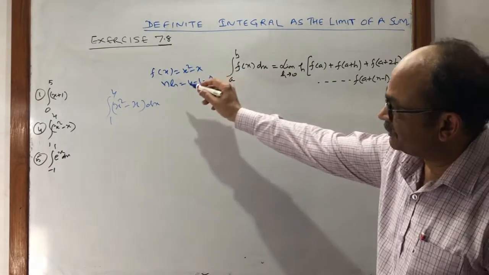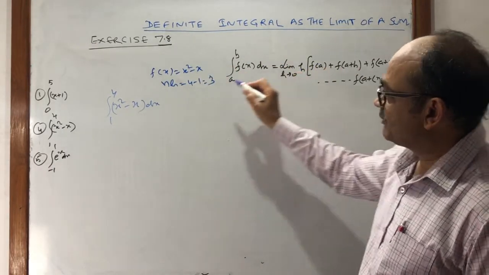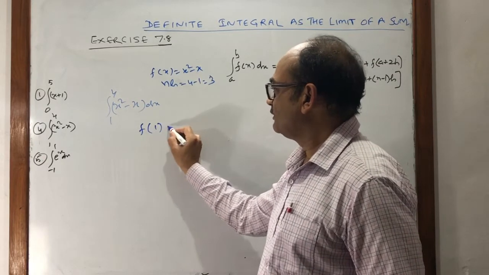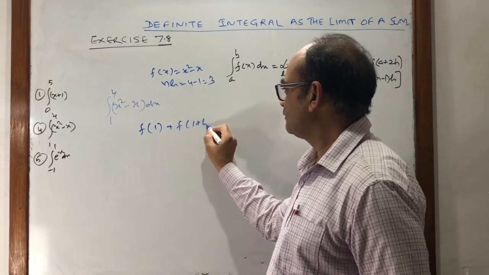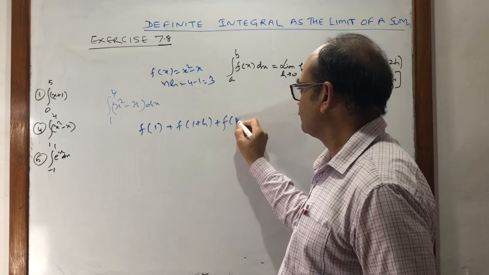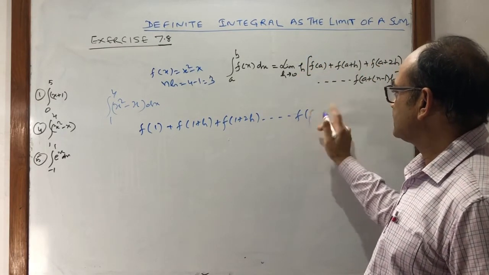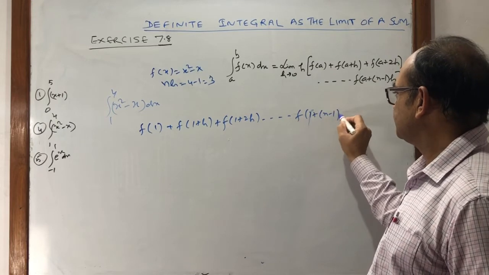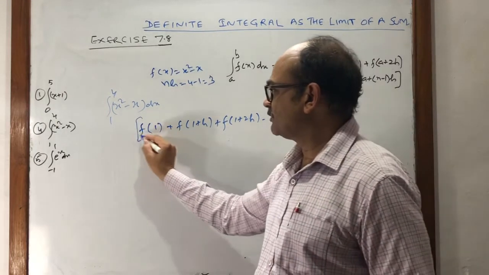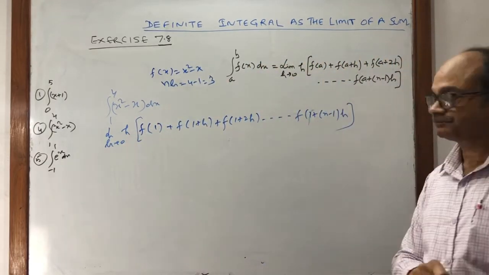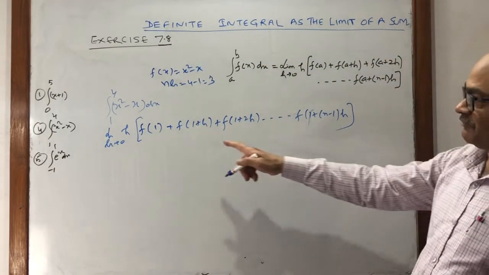Now we start with the function. First we have to write f(a), where f(a) means the lower limit. So f of 1, f of 1 plus h, f of 1 plus 2h, and so on, f of 1 plus n minus 1 h. This we have to write every time, the formula, limit h tends to 0. Correct? Now I start one by one.